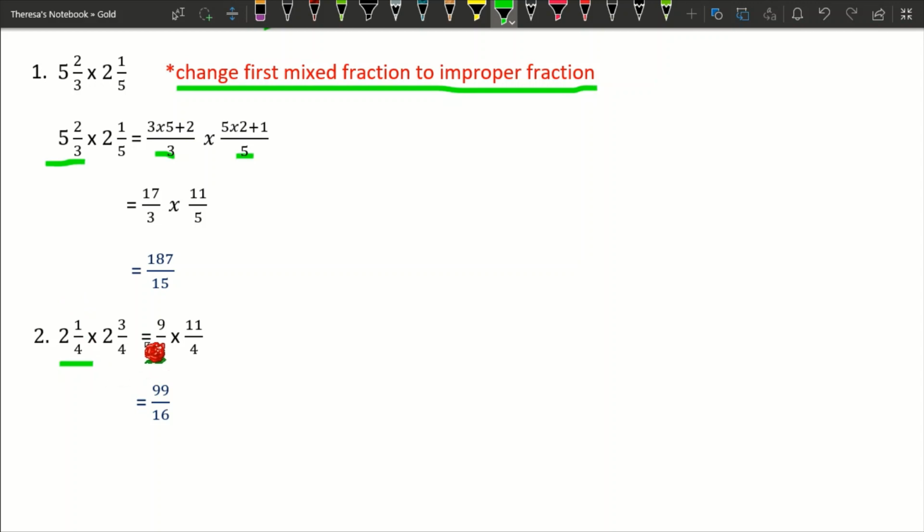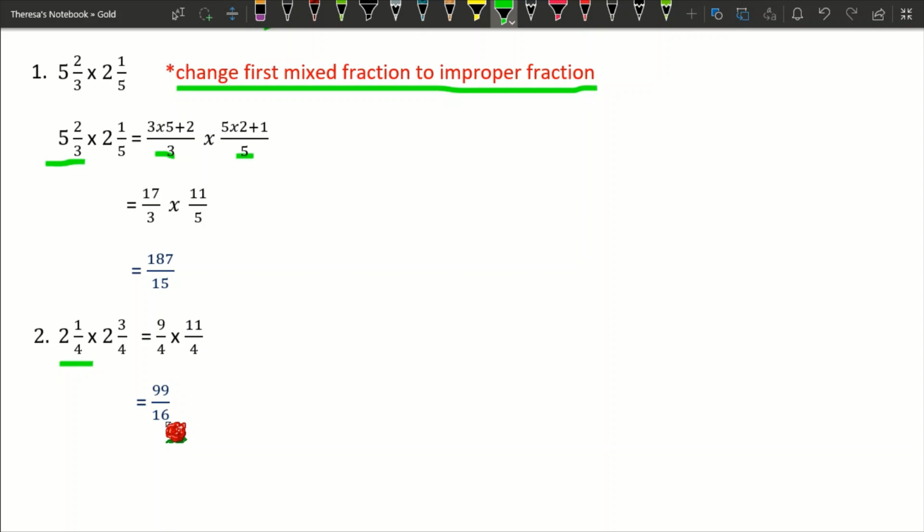So, times yung improper fraction ni 2 and 3/4. So, keep natin yung denominator 4. So, 4 times 2, that is 8. Plus 3, that is 11. So, yung improper fraction nito is 11 over 4. So, we can now multiply. 9 times 11 is 99. And 4 times 4 is 16.